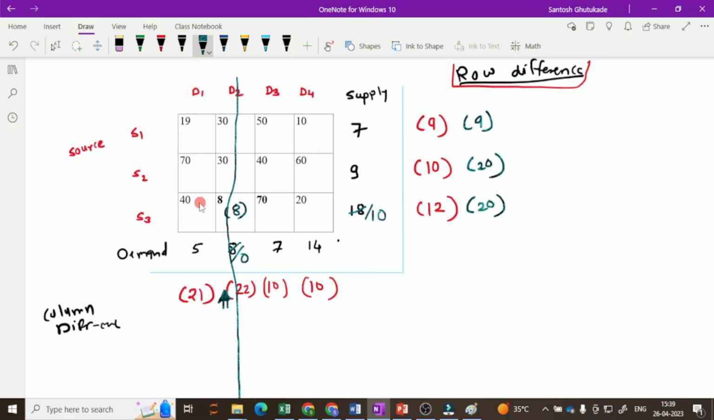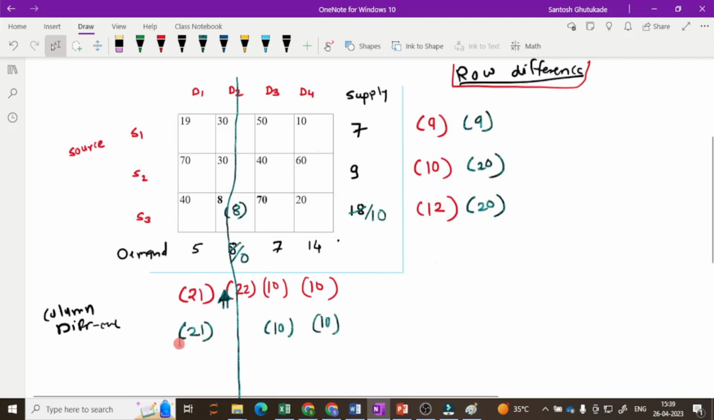Similarly, we are calculating in the column. So in the first column, 19 and 40, so 21 is the penalty. For the second column, we have crossed this column because supply is fulfilled and demand is fulfilled, so we cannot calculate the penalty for the second column. Now the third column, this penalty remains as it is because 40 and 50 is there. And the fourth column, the penalty remains as it is, again it is 10. So now 9, 20, 20, then 21, 10 and 10, these are the penalties.